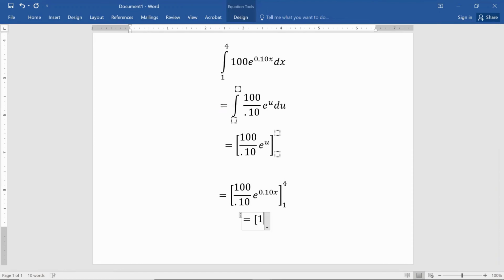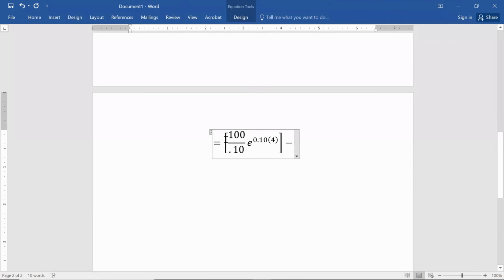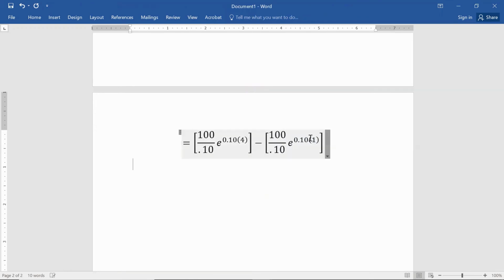So we have a definite integral 100 divided by 0.10 e to the 0.1 multiplied times 4. And then minus that same thing, but instead of plugging in a 4, we're going to plug in a 1. We're going to have to do that on our calculator. I don't know it quite yet.